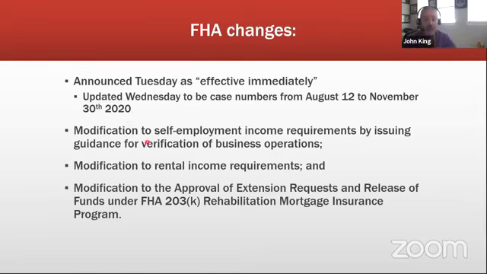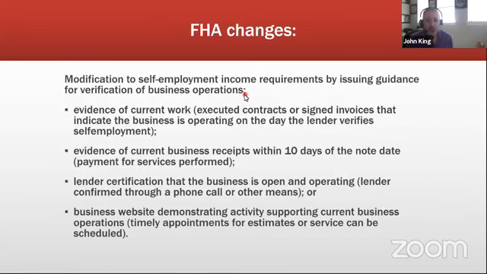They modified self-employment income requirements, they modified rental income requirements, and they made a change to extensions for 203K rehab loans. That third one's really minor, but I'll cover all of them for you right now. So basically what FHA said is, for self-employed individuals, and a lot of this mirrors what we've had to do on conventional loans, but Fannie Mae and Freddie Mac came out with their rules in May.